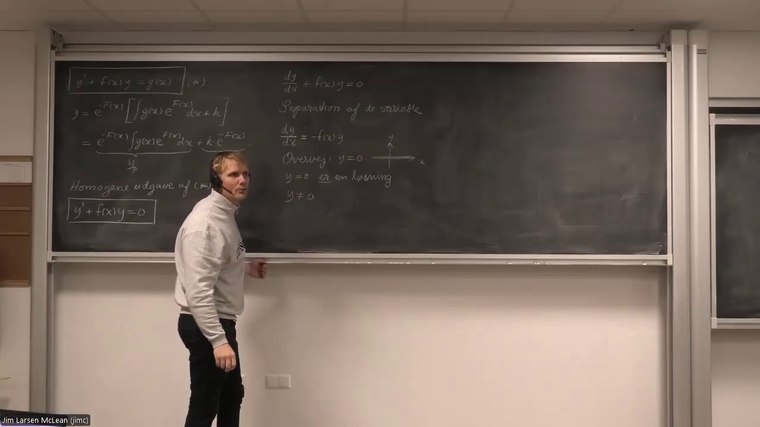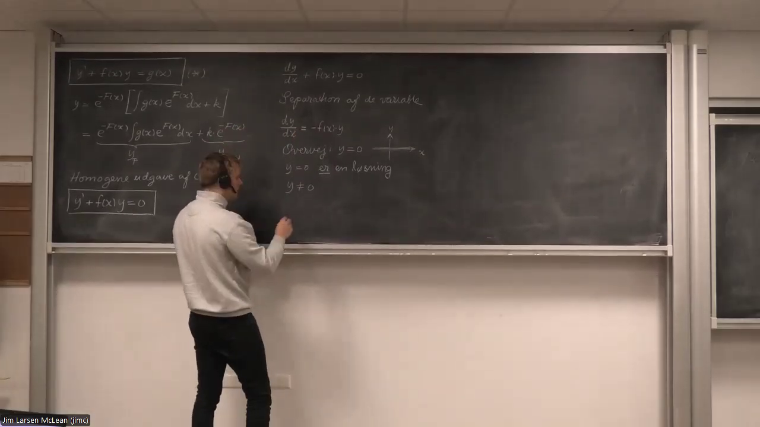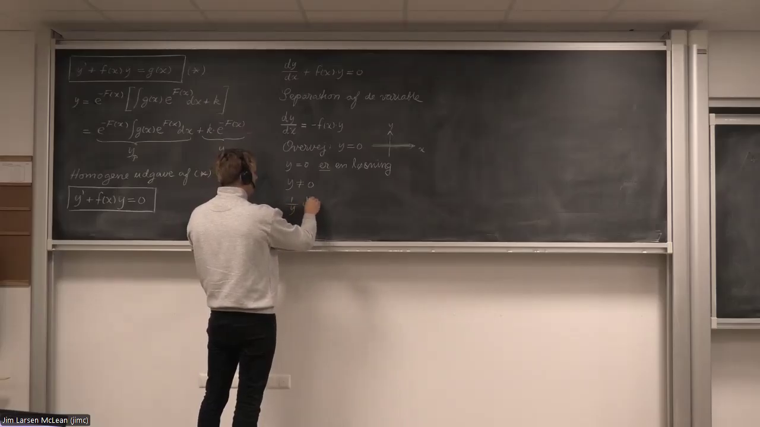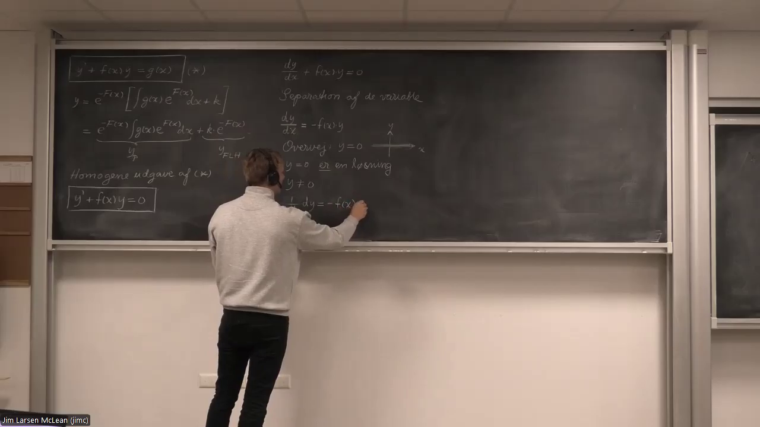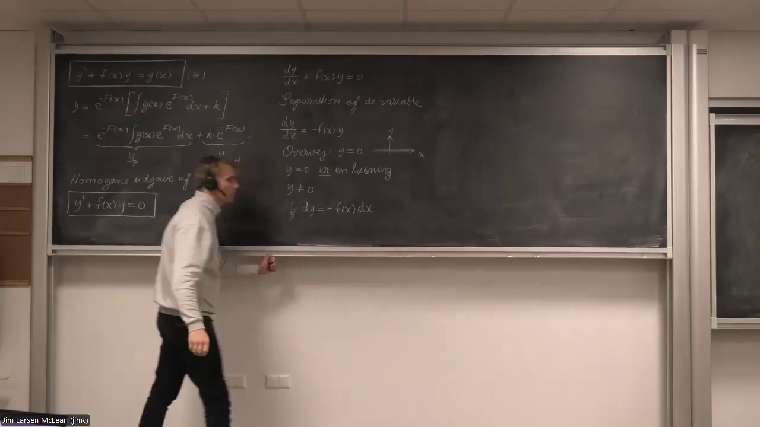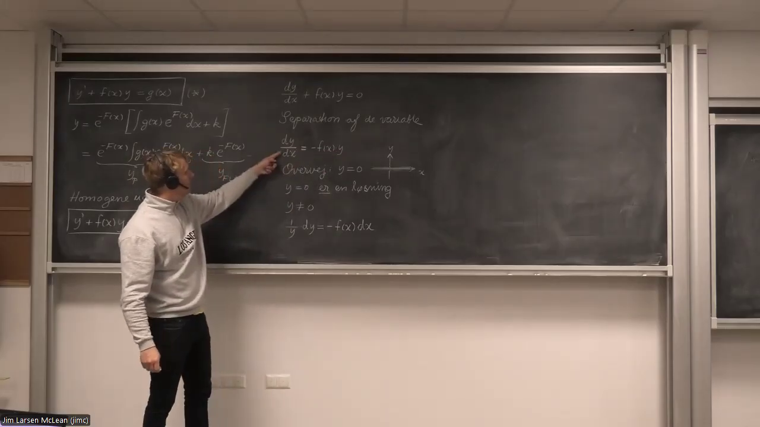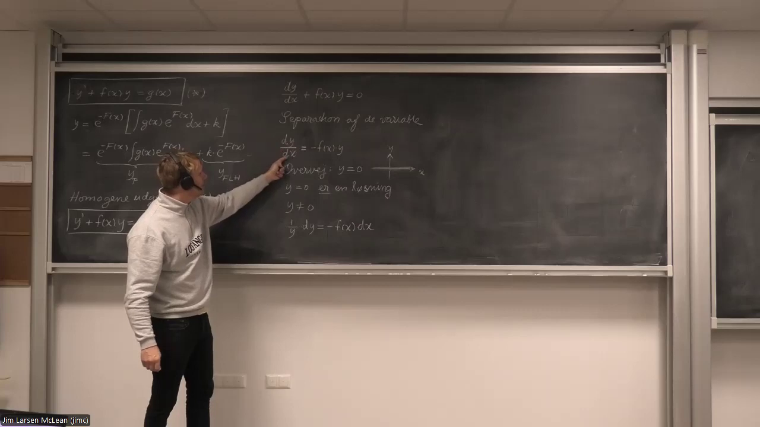So if y is not 0, then I am allowed to divide by y. It will then have an equation with 1 over y times dy equals negative f of x times dx. I hope you followed what I did there. So up here, I divide by y, bringing it down to the denominator. But dividing by y is the same as multiplying by 1 over y. And the dx that was here, I move it over to the other side.